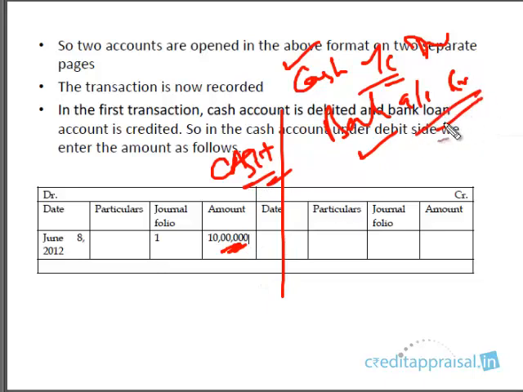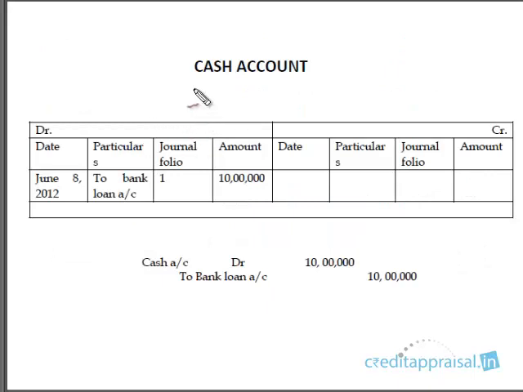So when we go to the bank page in the ledger, we'll open a separate page for the bank account. There we'll have a credit entry on this side. We're going to see that. So this is how the cash account in the ledger will look.